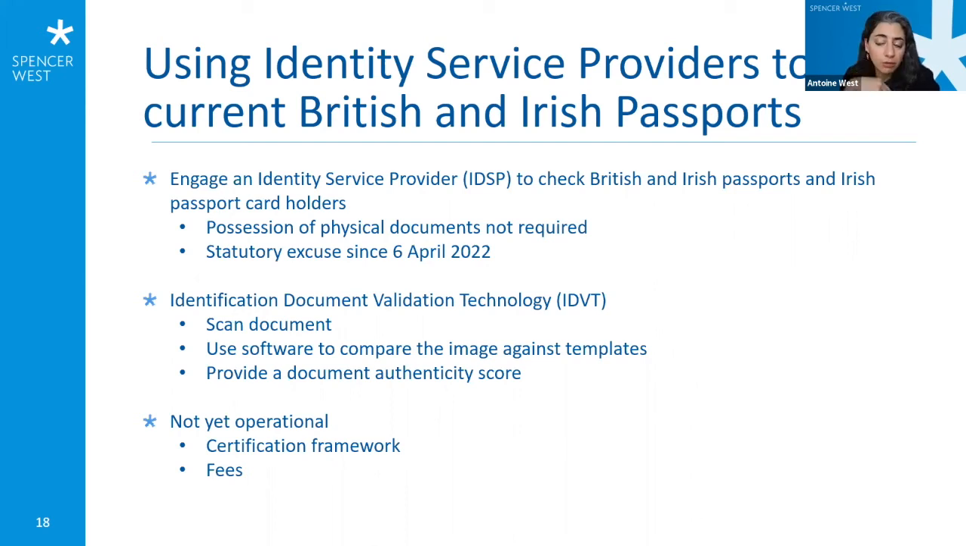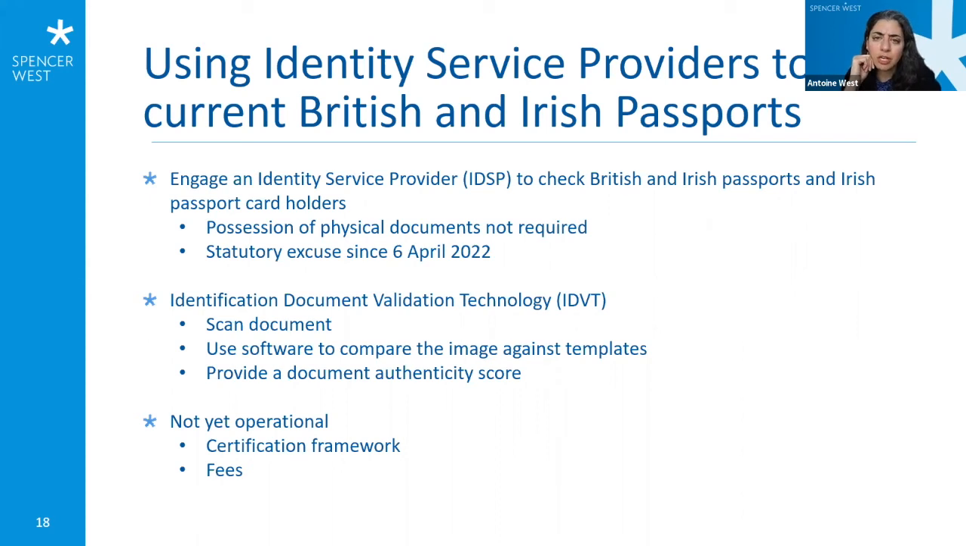And then the service provider will provide an authenticity score, which will indicate either it is satisfactory or it's not. Now, although this was introduced on 6th of April, this system isn't actually operational yet. So you can't actually engage an ID service provider yet to do this. There's going to be a certification framework for these identification service providers, where the Home Office is going to certify some of them as following their processes. And the Home Office is encouraging employers to use those who are certified, but you're not required to use an identity service provider who's certified. You can use a non-certified one, but we'll see in a moment that there are advantages to using a certified one.